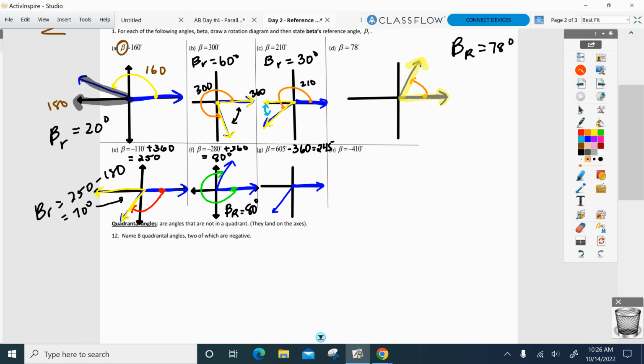Hey, can you guys help me here? Okay, start on the initial side. 605 was positive, so which direction should I go? Counterclockwise. So should I stop there? No, that's not 605. Where am I right here? Look at where I am on mine. That's what right now? 360. Now I have to go that extra 245 and end it right there.